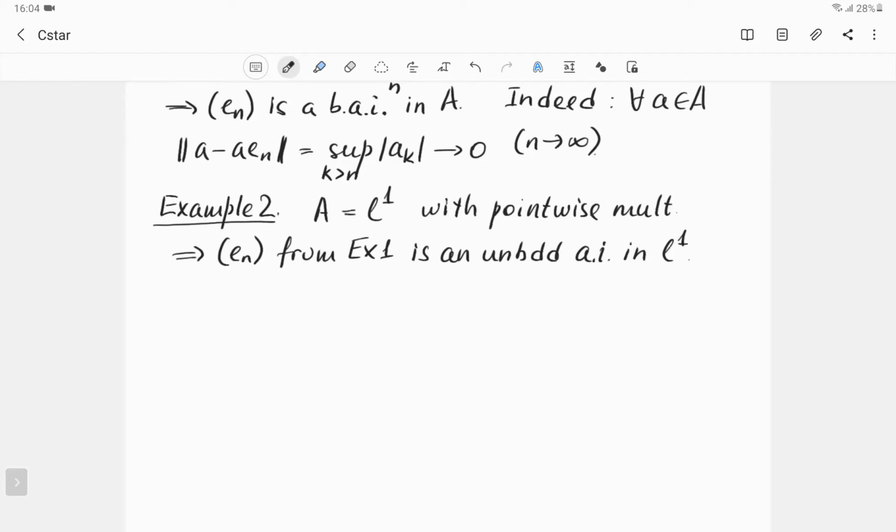So it is unbounded. Now, an actual question is, maybe there is another approximate identity in little L1 which is bounded. But the answer is no. This is a useful exercise. L1 doesn't have a bounded approximate identity.